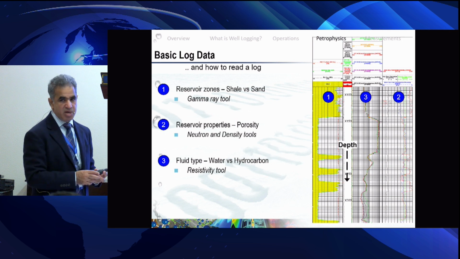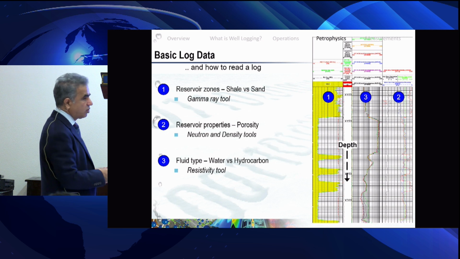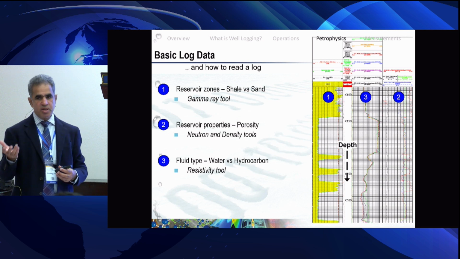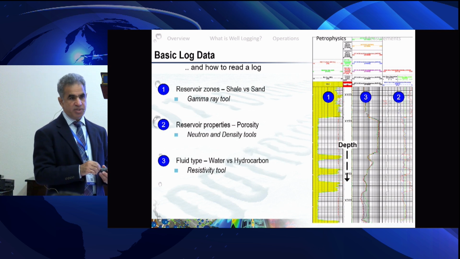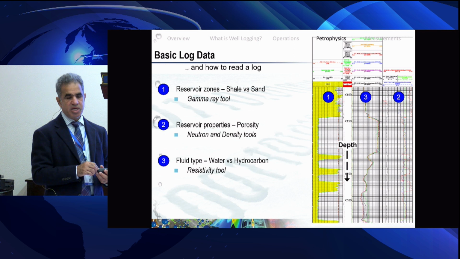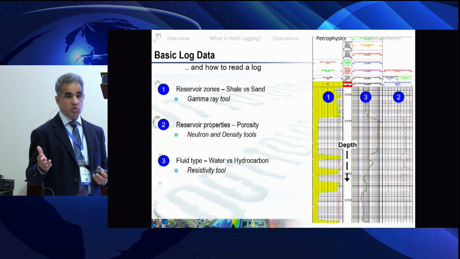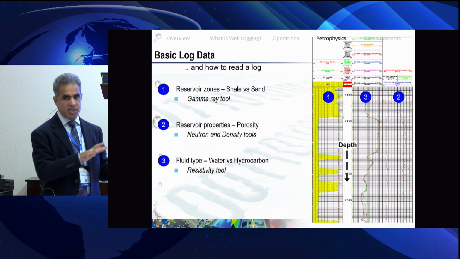We look at the gamma ray tool on a first track, green color. Although we say shale sand, but in more reality we say gamma ray is a radioactivity, formation radioactivity, natural radioactivity. It means some formation are more radioactive, some formation are less radioactive. More formation radioactive could be shale, could be else, but for simple reason we say shale.